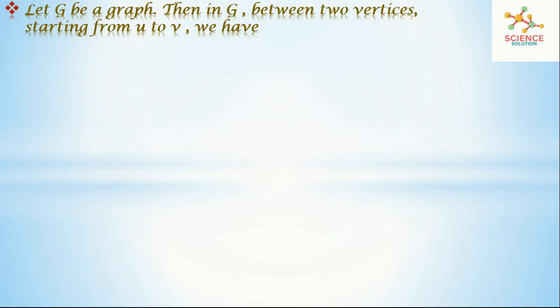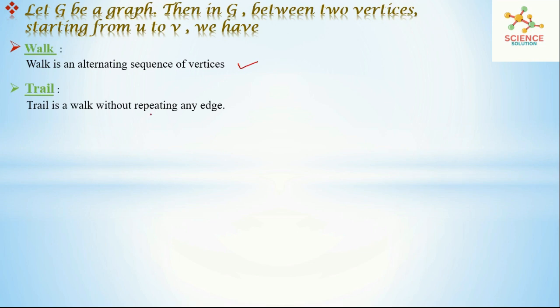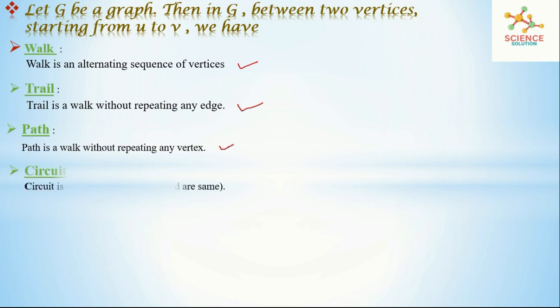Now some definitions of graph features. Let G be a graph, then in G between two vertices starting from U to V we have a walk. A walk is an alternating sequence of vertices. Trail: a trail is a walk without repeating any edge. Path: a path is a walk without repeating any vertex. Circuit: a circuit is a closed trail. Start and end are the same.